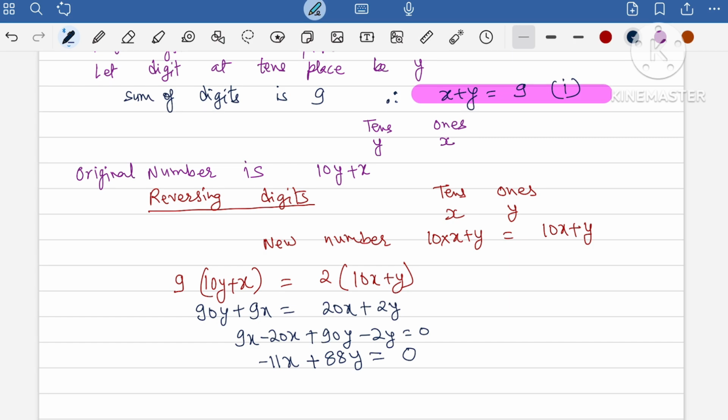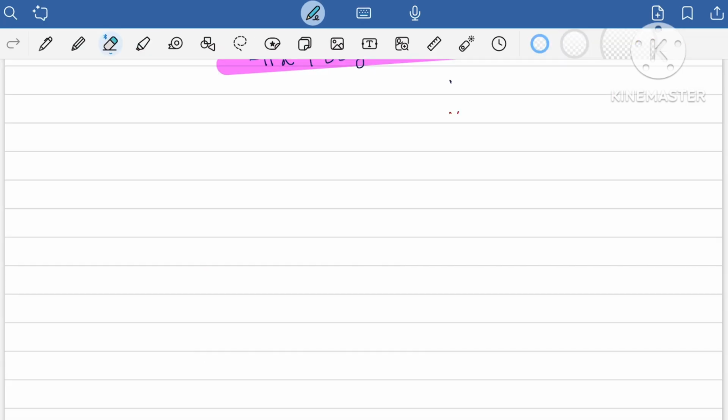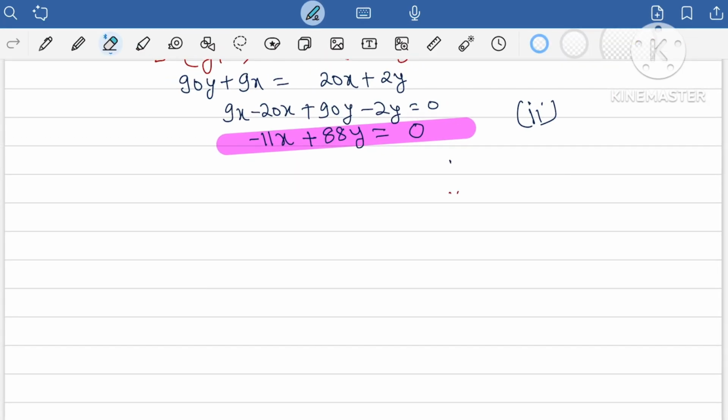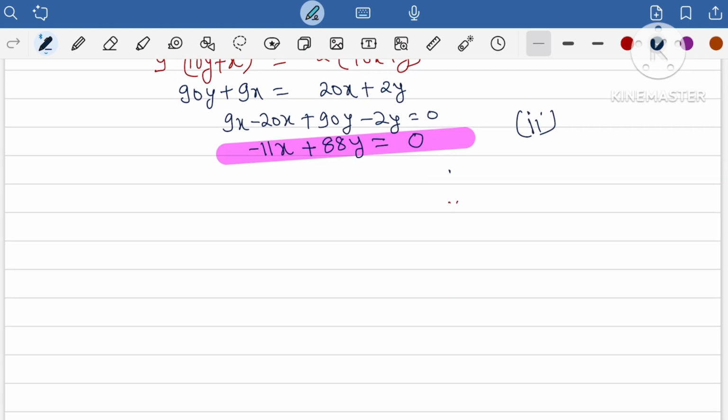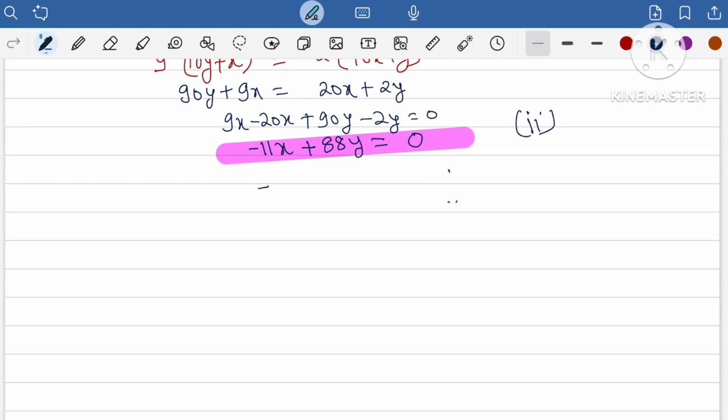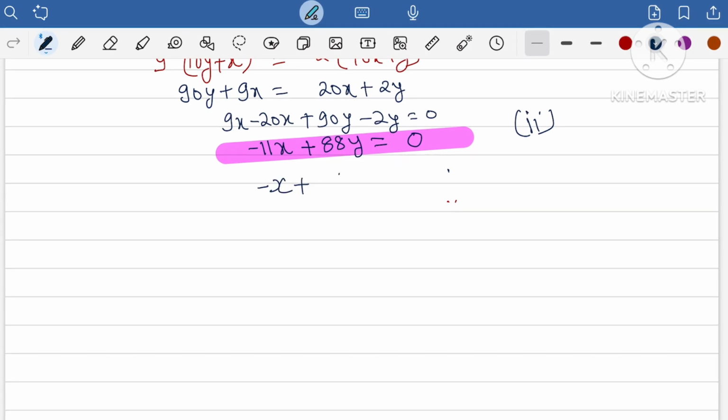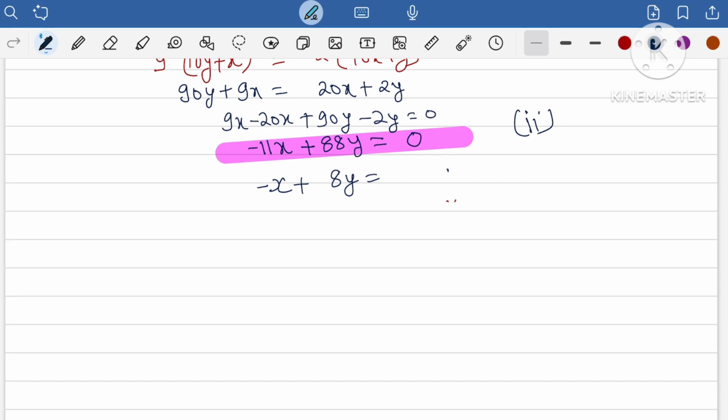Now if we want to make this equation simple, then we can divide it by 11, because we can divide or multiply the whole equation by any number. So if we divide this whole equation by 11, it becomes minus x plus 8y is equal to 0. This is our second equation.